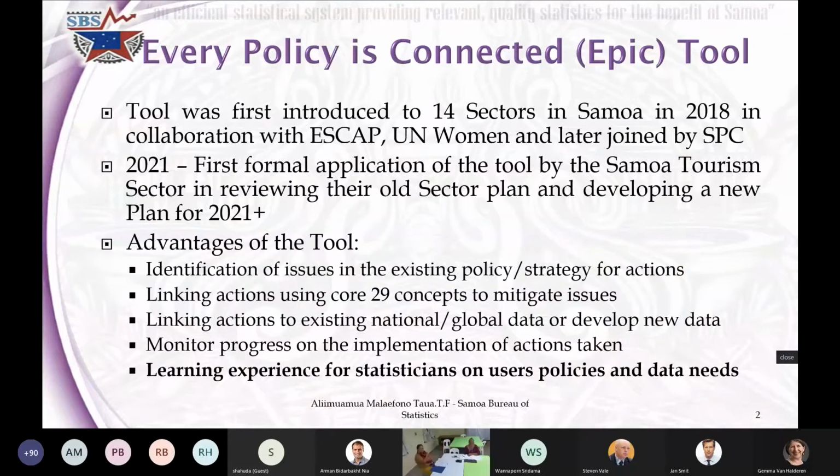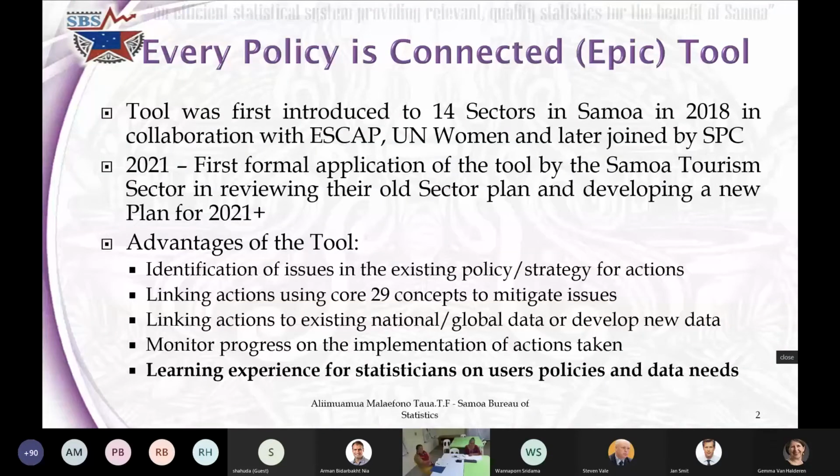I'll highlight some of the advantages of the tool that caught the attention of the Samoa tourism sector and also our office. We are still working with other sectors and hoping to bring more sectors to use this tool because it's very useful. The advantage we found was that we were able to identify the issues of the existing policy or strategy for actions. This tool is different from others because it has 29 core concepts which planners and users can use to identify the issues in their existing policies.